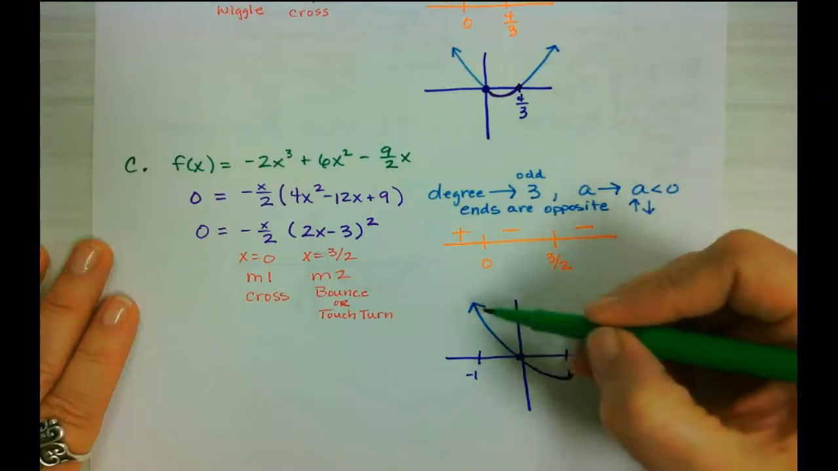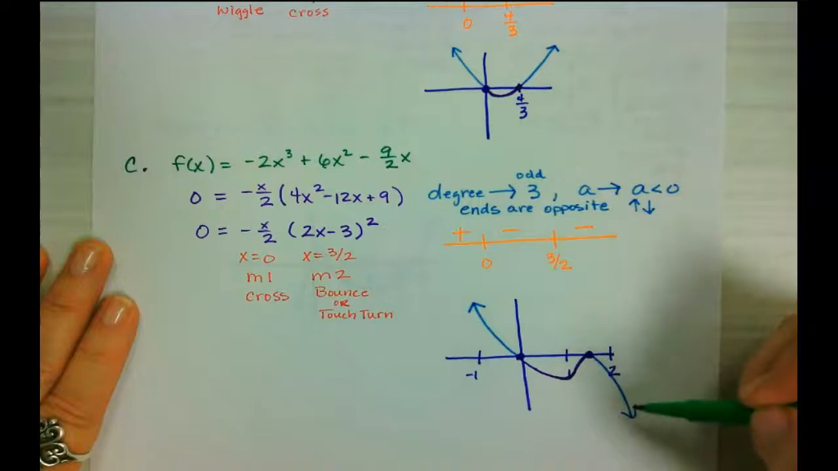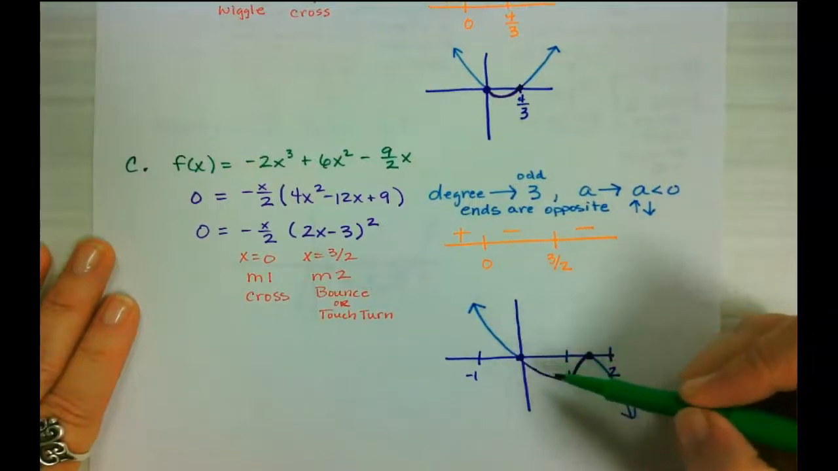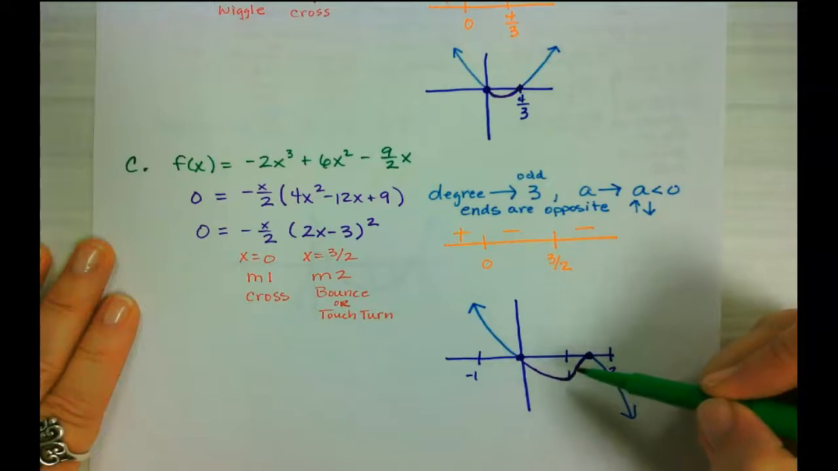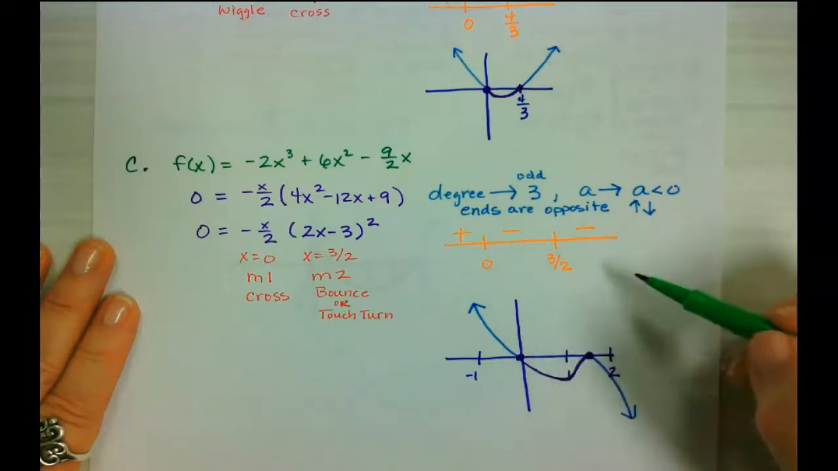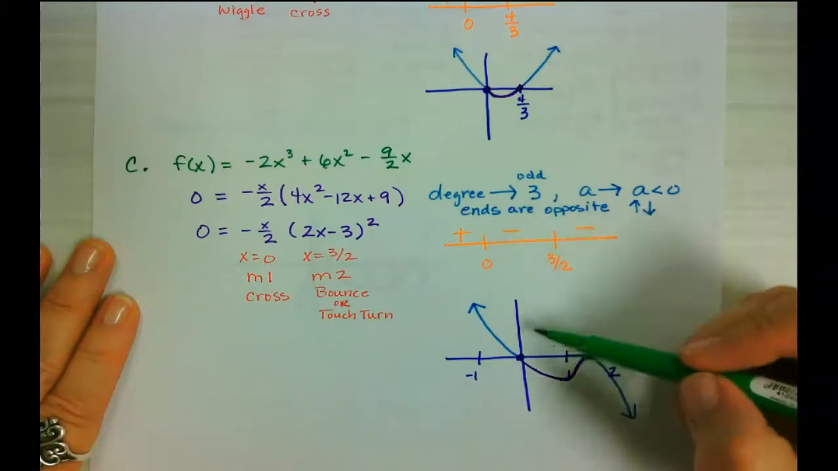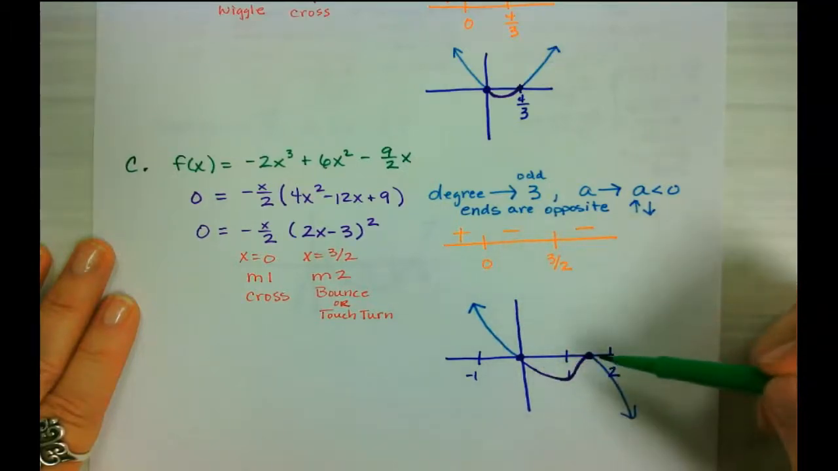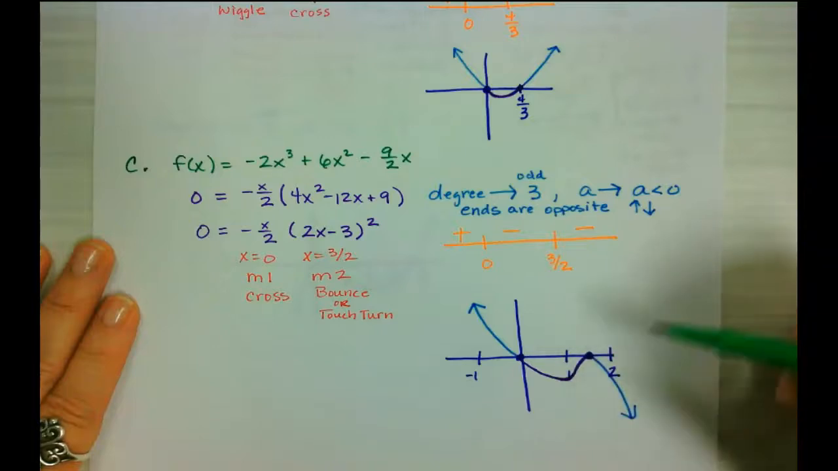So I went to my root, and I went up, and I went down, and then I looked at what was going on. So at 0, it's going to cross straight through. At 3/2, it's going to bounce up and come back out the way that it started, and here's a number line to show that my graph does match. So this is positive from 0 that way, it's negative from here to 3/2, and then it's negative again from there.